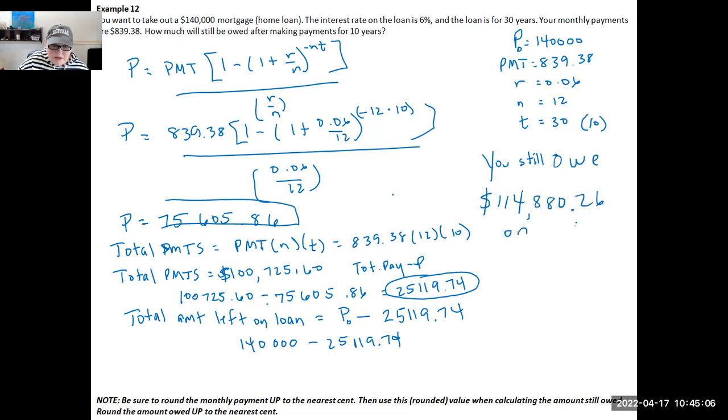$114,880 on the 10 paying. Okay, so after 10 years of paying on a $140,000 loan, you still owe $114,880.26.